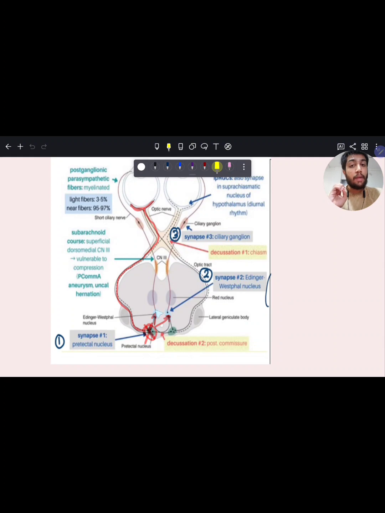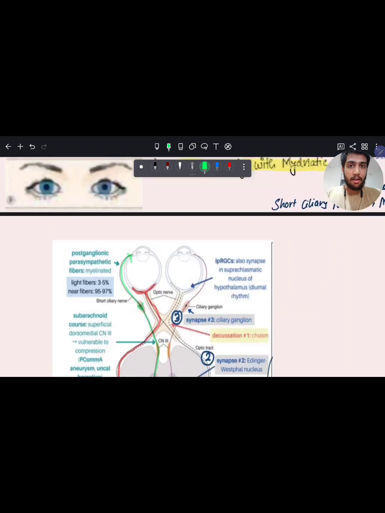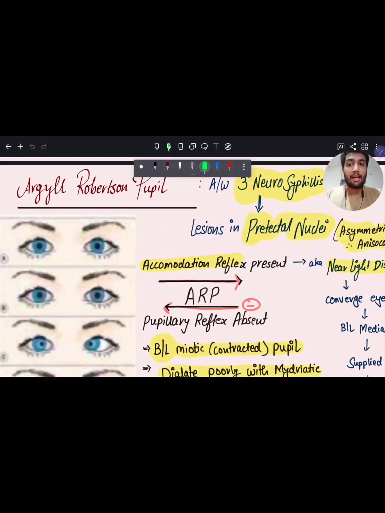Now when you want to accommodate, you bring both eyes to one point. The medial rectus will be activated, cranial nerve 3 will be activated, and your eyes will converge, obviously. But along with that, look at where the 3rd cranial nerve is going. This is the Edinger-Westphal nucleus. The 3rd cranial nerve goes to the ciliary ganglion, and from the ciliary ganglion it supplies the short ciliary nerve, which will constrict your pupil. And that's why in Argyll-Robertson pupil, the accommodation reflex is present.